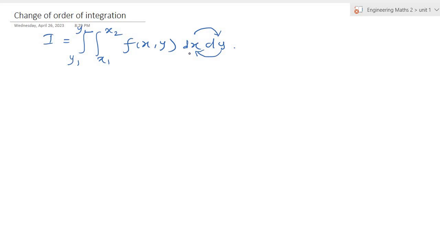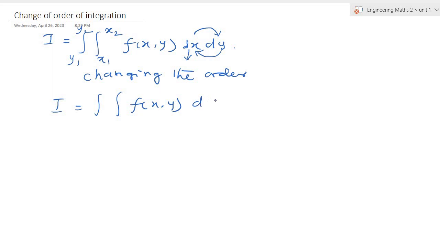That means in the double integral, first you integrate with respect to x, then with respect to y. After changing the order, what do you get? The same I equal to double integral of f of x comma y dy dx. That means you are writing y in the place of x and x in the place of y. So when you are changing the order, you have to change the limits also.